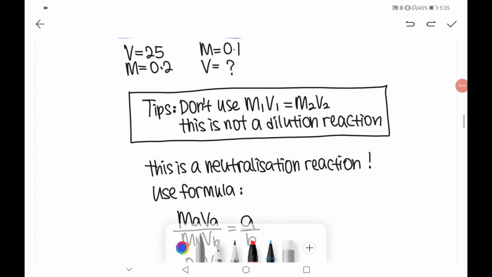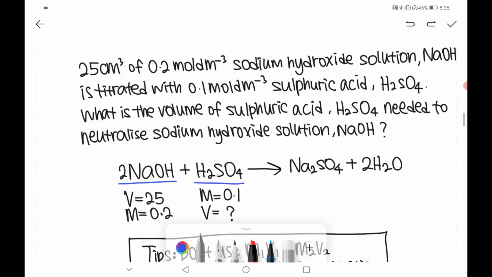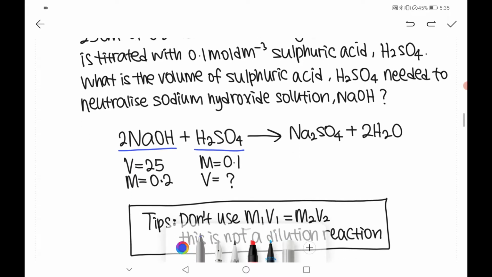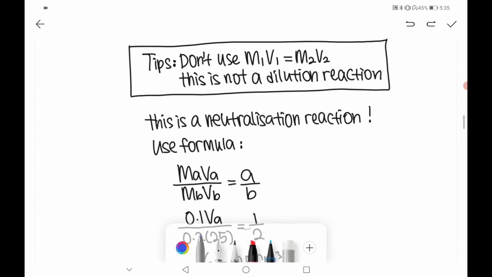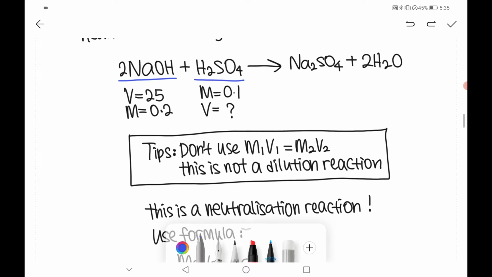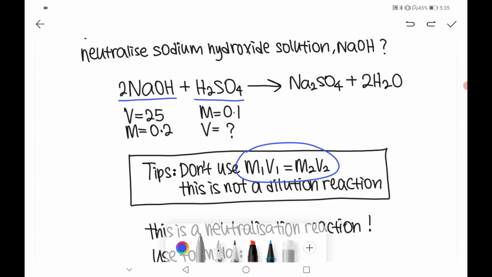So this is step by step how you do the calculation. First of all, you must have a chemical equation. From the chemical equation, you list out the information, and after that, you use a proper formula. Many students use the formula M1V1 = M2V2 because they can see here you have 2 M and 2 V. So they use M1V1 = M2V2.